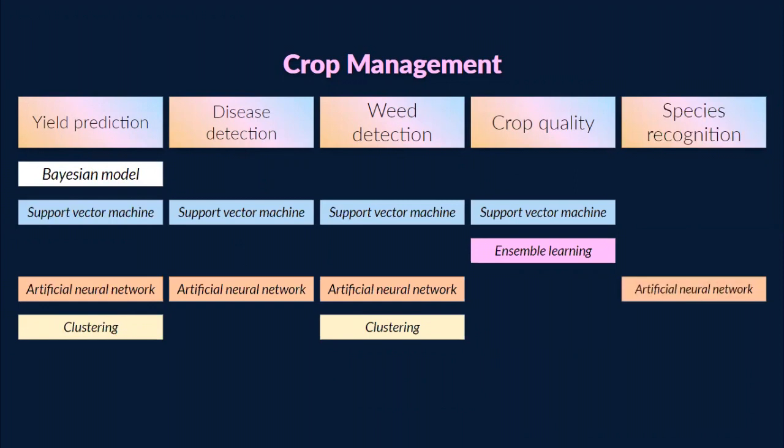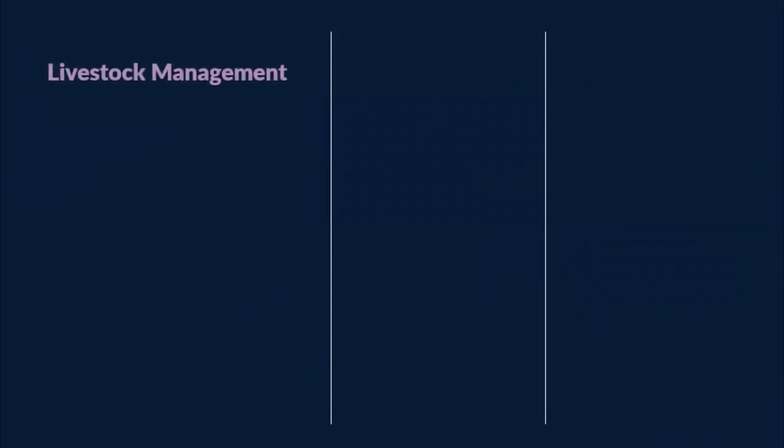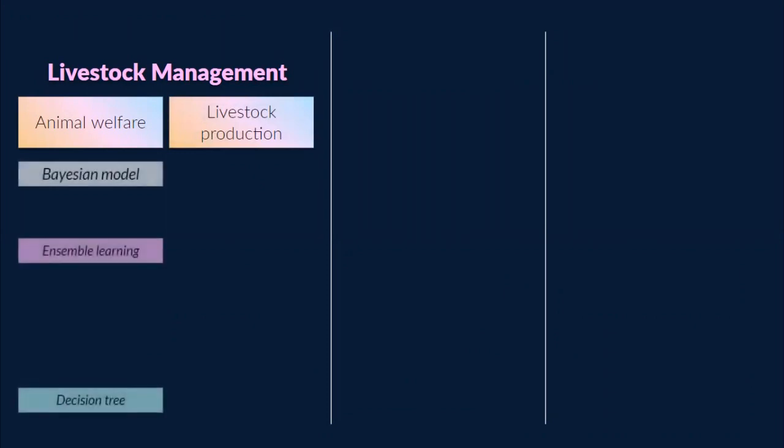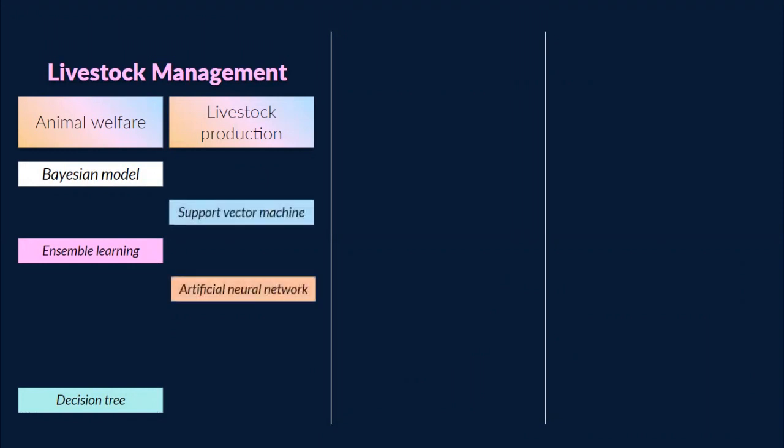So from crop management, we get to know that artificial neural network is the main and most applied learning model, followed by support vector machine. Now we will look at the next management, which is livestock management. In this, there are two subcategories involving machine learning models: animal welfare and livestock production. In animal welfare, Bayesian model, ensemble learning, and decision tree have been applied. In livestock production, support vector machine and artificial neural network have been applied.